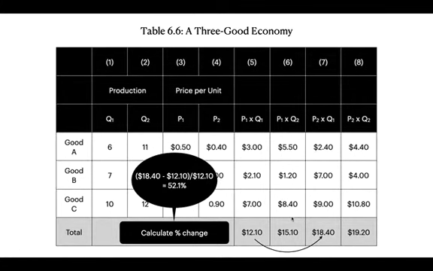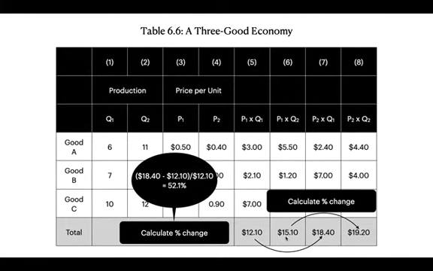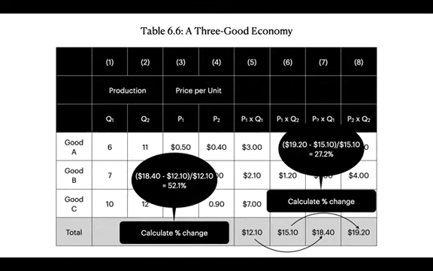We do the same calculation, except we're going to be using the weight as the quantity in year 2, and we're going to allow the price to vary from P1 to P2. So when we do that, we go from a GDP of $15.10 to a GDP of $19.20. We calculate the percent change in that. So we have 19.20 minus 15.10 divided by 15.10, and that gives us 27.2%.